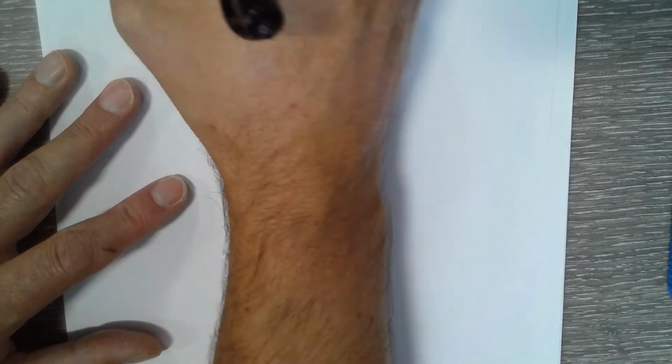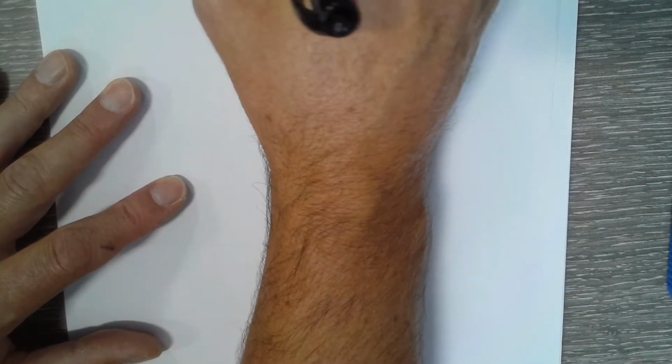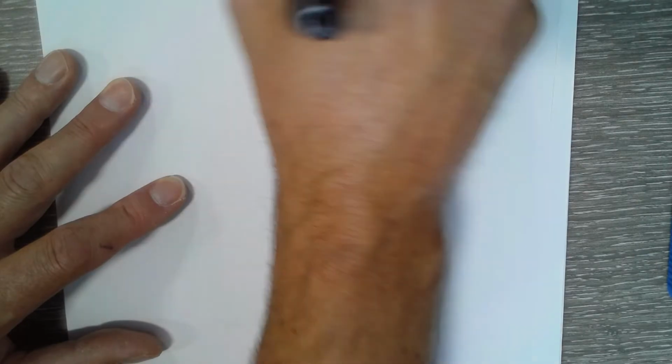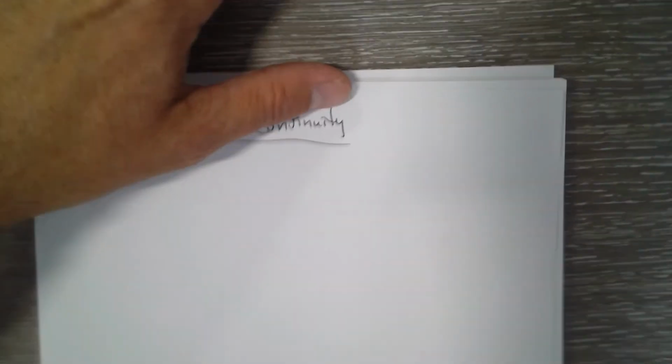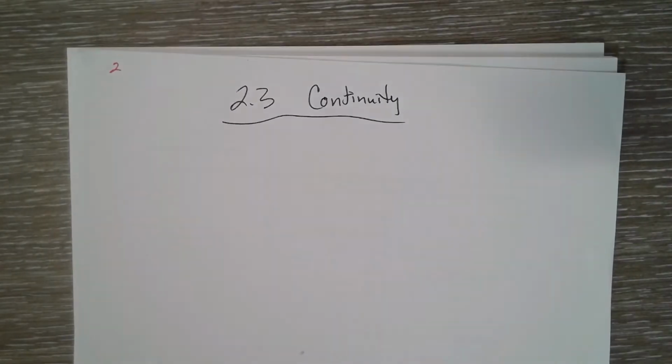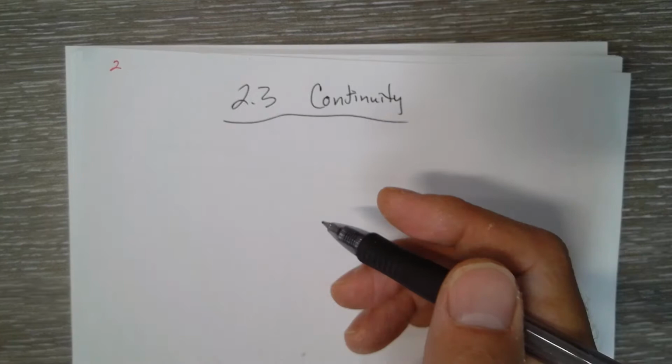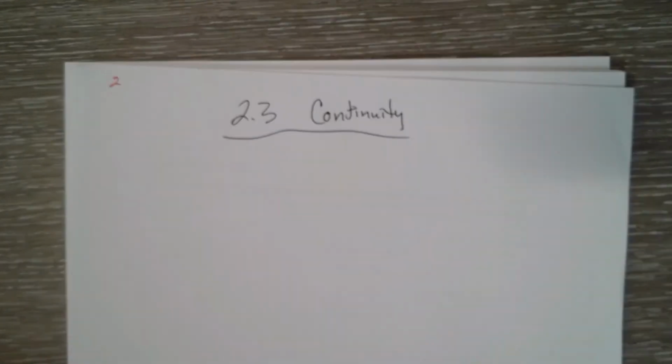Okay, so 2.3 is something called continuity. Okay, so continuity means it's continuous. So basically the definition of continuity means that you can draw it without lifting up your pencil. So something is continuous if you can draw it without lifting up your pencil.